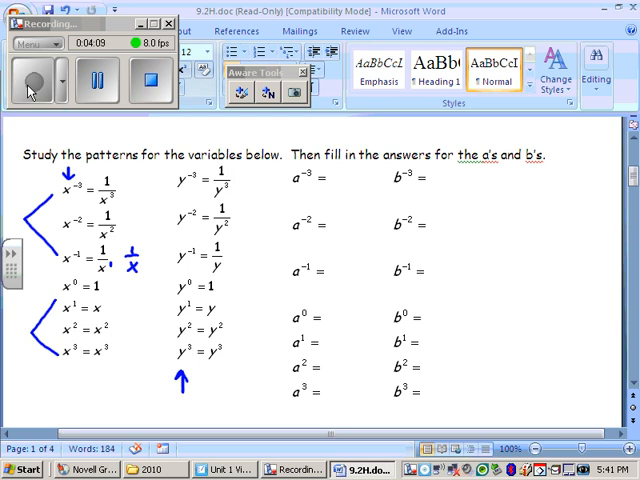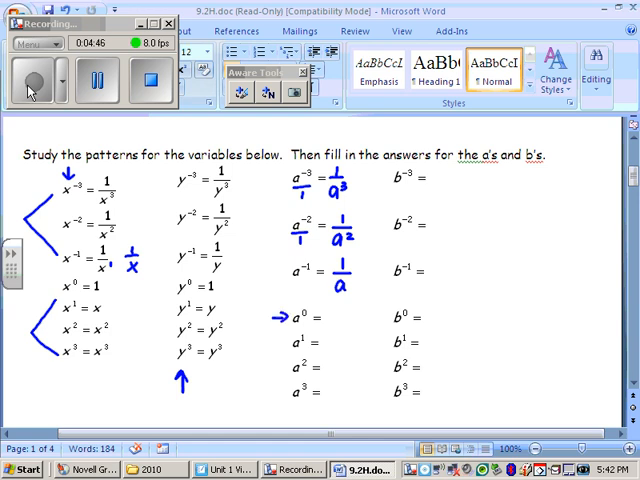So let's go ahead and fill in the answers for the a's using the same pattern that we found in the x's and the y's. So a to the negative third, if we took its reciprocal, would simply be 1 over a cubed, because once we take its reciprocal, its exponent becomes positive. A to the negative 2, if we take its reciprocal, would now be 1 over a squared. A to the negative 1 would be 1 over a to the first, or just a.